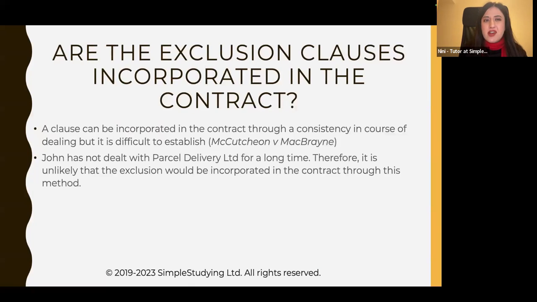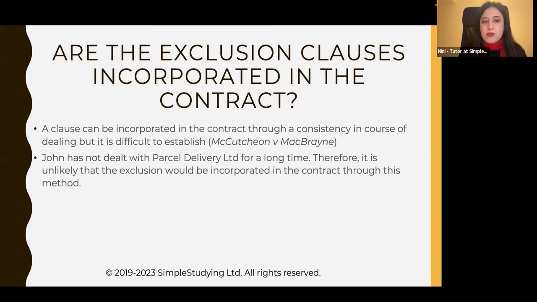The first legal issue would be to discuss if the exclusion clauses are incorporated in the contract. A clause can be incorporated in the contract through a consistency in course of dealing, but it is difficult to establish. So just to elaborate on this point, you have to not only say what the relevant law is in this case, but also cite the case. Even if you remember that this is the law, you have to always cite the case because you are advising John, and you have to advise John based on the law as it is now, and you have to obviously cite the relevant laws, otherwise your argument will not count towards your grade.